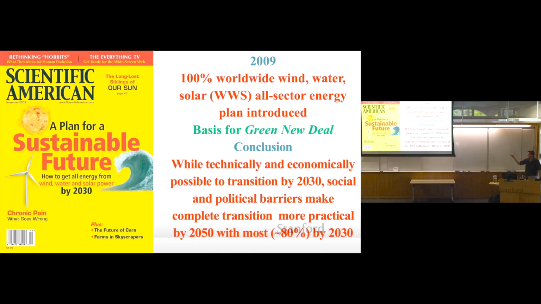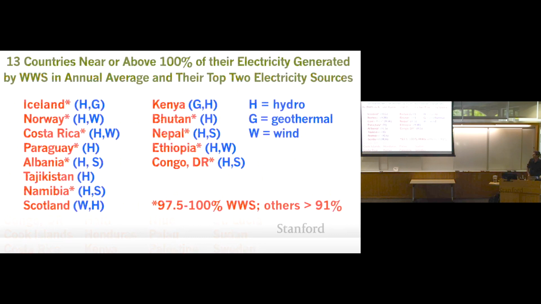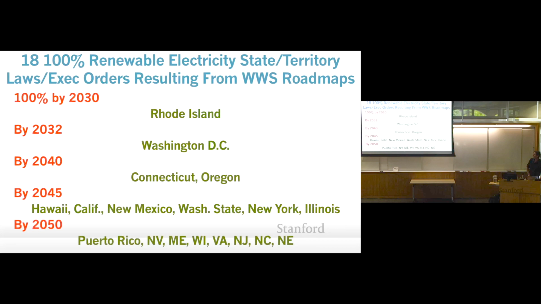But little did we know, this turns out to be the scientific basis for the Green New Deal, which was a policy proposal in the U.S. to transition the U.S. to 100% renewables. There have been 8 laws proposed in the U.S. Congress and resolutions to go to 100%, but none of them have even been voted on. There are 61 countries that have committed to 100% renewables, either through laws or policies. Most of them are small countries. There are 13 countries that are near or above 100% renewables in their electric power sector. There are 18 states that have 100% renewable electric laws or executive orders.